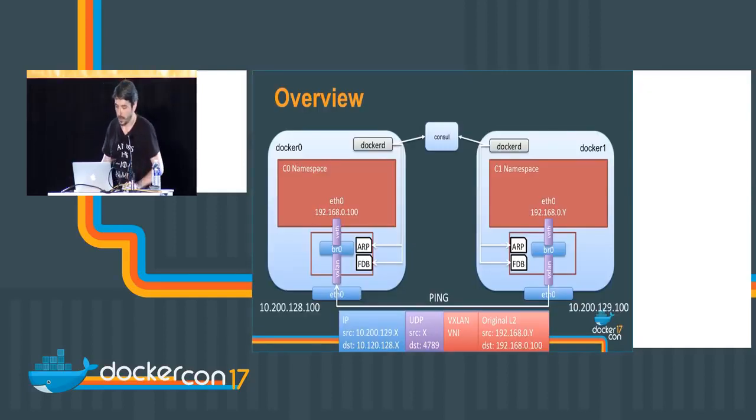Okay, so here is the final overview of how the Docker overlay is working. The only thing that's different from what I showed before is I added the ARP table and the forwarding database table, and the relationship with Consul, which is done by the Docker daemon. So the Docker daemon, when it creates a container, puts information in Consul, and all the other daemons are going to get that information and populate their own database.